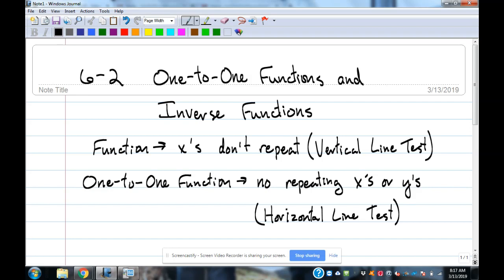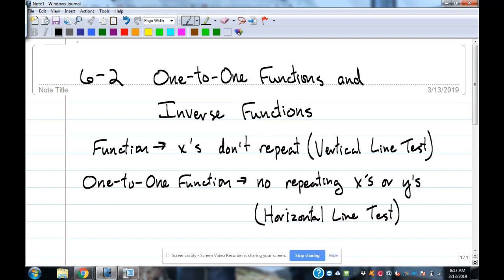So the vertical line test only hits one spot, no matter where you put the line, and it means x's don't repeat, and it is a function. The horizontal line test, it can only intersect in one spot anywhere you place it. If you can place it anywhere and it intersects more than once, that means you have a repeated y value, and it's not a one-to-one function. Okay, so one-to-one functions, no repeating x's, no repeating y's. Regular function, you just can't repeat x's. It's okay for y's to repeat.